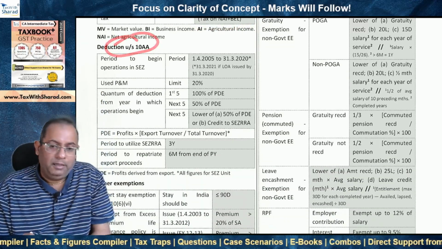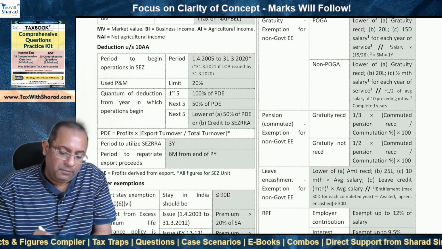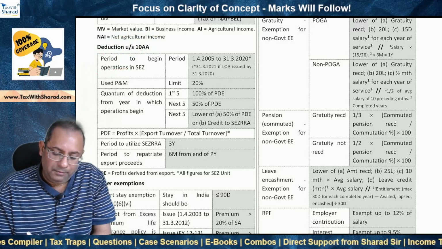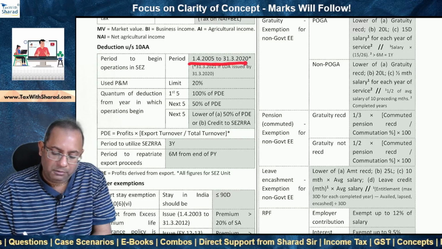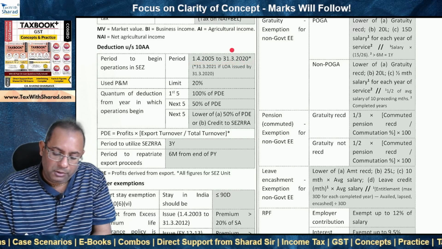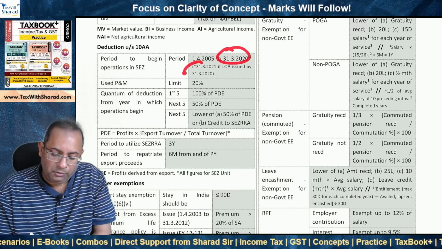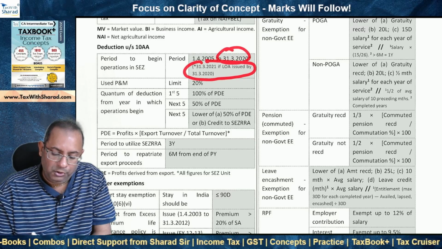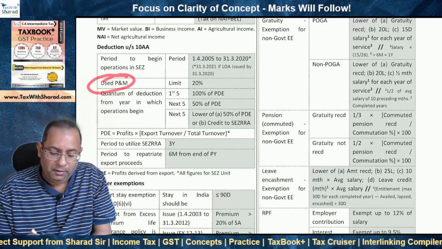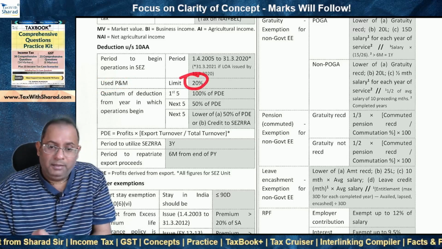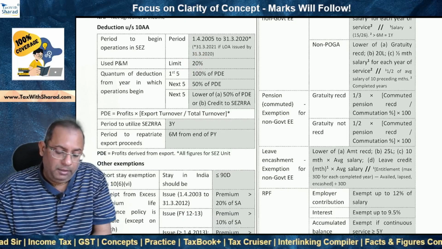Deduction under section 10AA in case of SEZ units. Period to begin operations in SEZ is 1st April 2005 to 31st March 2020. This 31st March 2020 is extended to 31st March 2021 if the letter of approval has been issued by 31st March 2020. Used plant and machinery should not exceed 20%. If it is so, then 10AA will not be available.